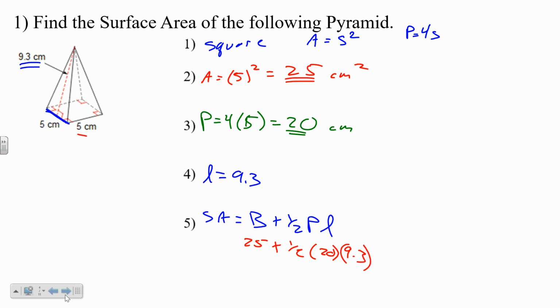Now you can do this separately, and you can do this first and then add the 25. Personally, if I were you, I'm just going to put this whole thing in my calculator just like I see it. Just make sure it's 25 plus. I've made this mistake a lot of times where I put multiplication when I put it in my calculator. So 25 plus 0.5 times 20 times 9.3 should give you 118, and it's the surface area, so it should be centimeters squared. It's still an area, so it's still squared.